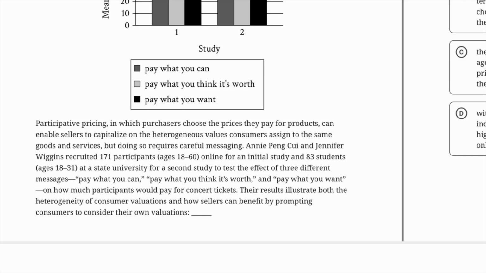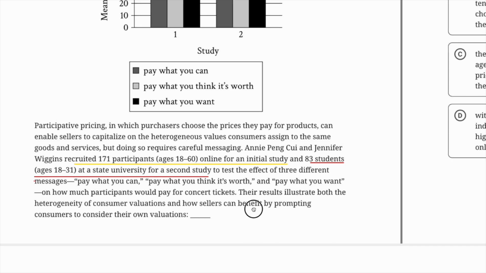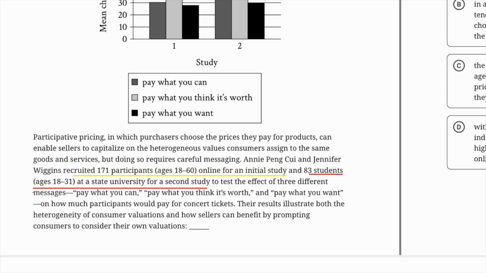Okay, so we have 2 different studies. One involving people in that age range and another one involving ones in that age range. And then we have 3 different statements. Pay what you can, pay what you think it's worth, and pay what you want. And the study involved how much participants would pay for concert tickets. Their results illustrate both the heterogeneity or diversity of consumer valuations and how sellers can benefit by prompting consumers to consider their own valuations.